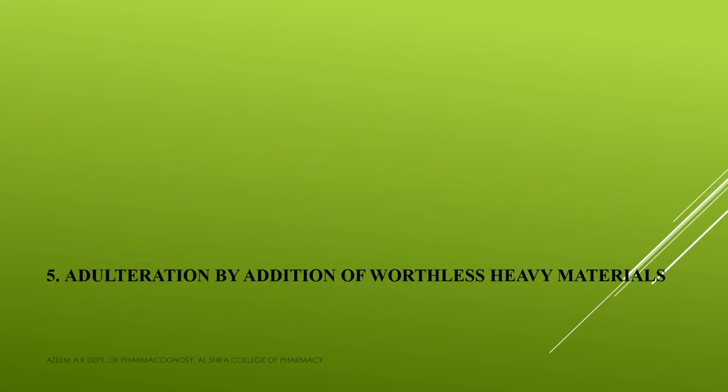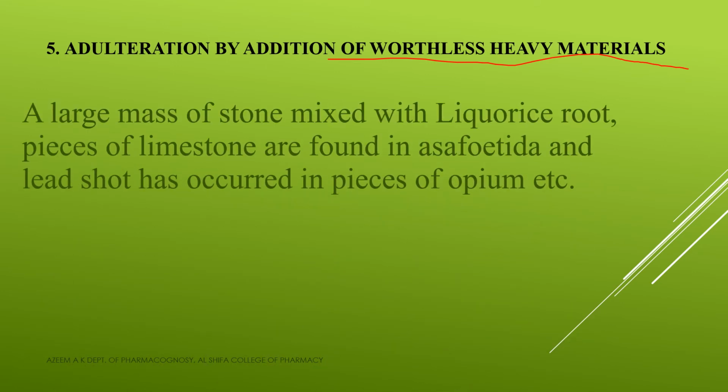Now you can see the next one, that is adulteration by addition of worthless heavy materials. From the term itself, the heavy material we are adding here is worthless because it does not have any value. Adulteration by addition of worthless heavy materials is done to increase the weight. Clear? Okay.